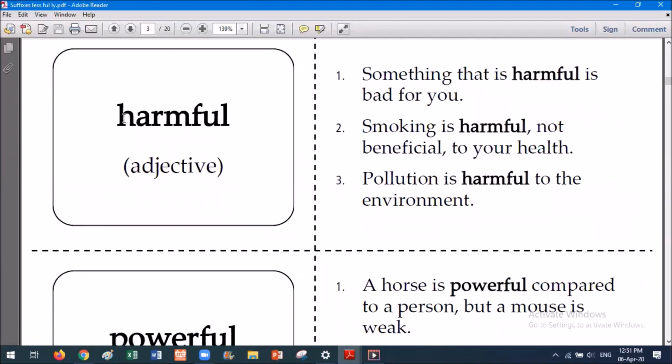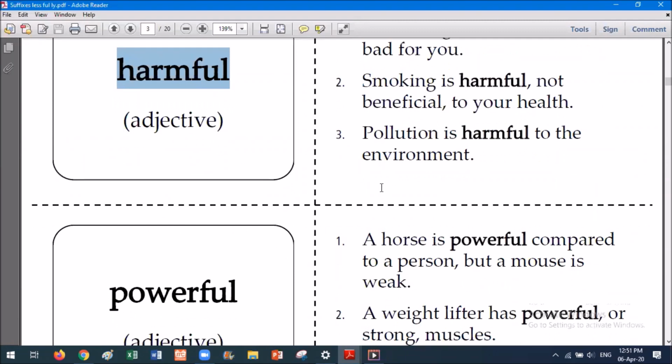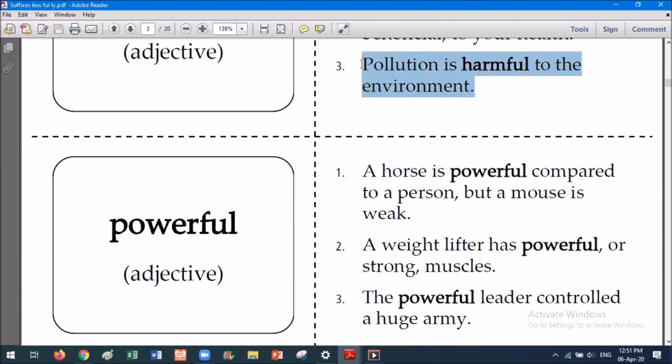Oh, this one, harmful. We know at the moment that pollution is harmful for the environment. We know this. We know that the virus could be harmful for our lungs. We have to be careful.